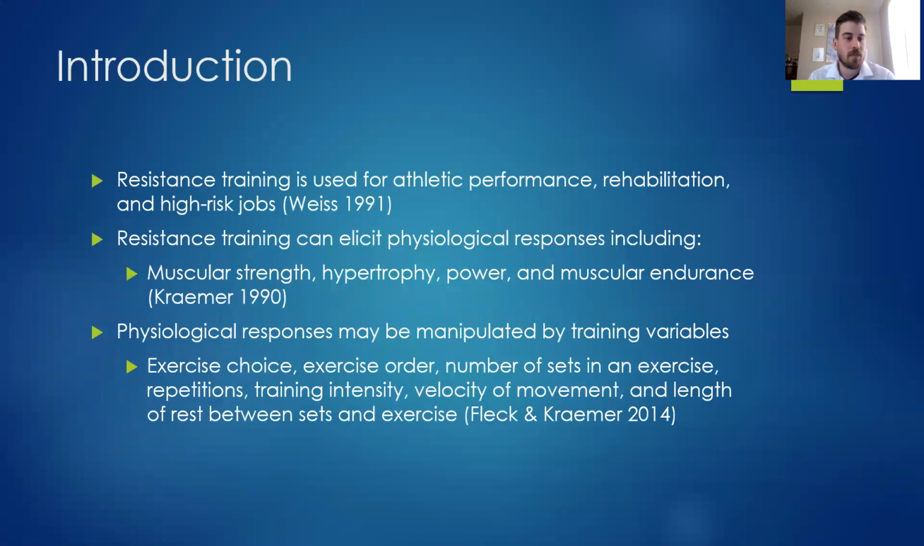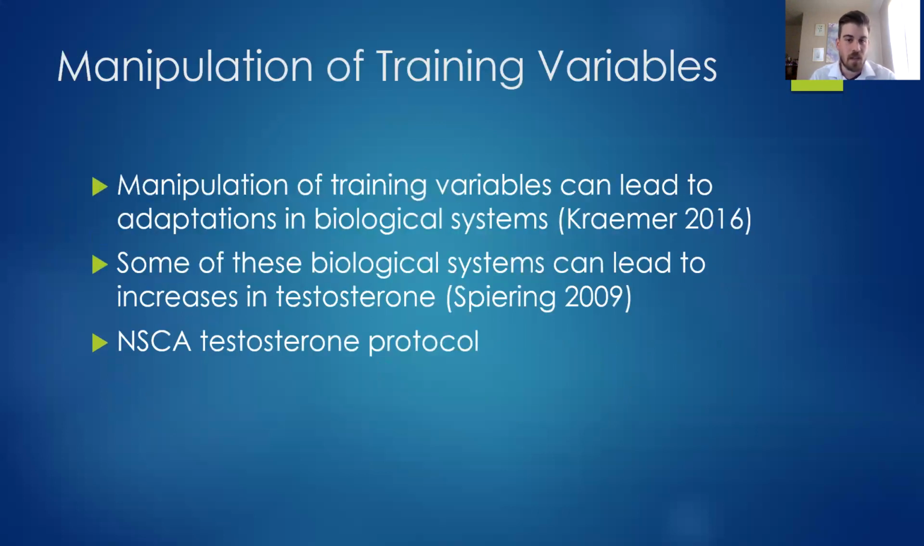So a little introduction. Resistance training is used for athletic performance, rehabilitation, and high-risk jobs. Resistance training can elicit physiological responses, including muscular strength, hypertrophy, power, and muscular endurance. Physiological responses may be manipulated by training variables such as exercise choice, exercise order, number of sets in an exercise, repetitions, training intensity, velocity of movement, and length of rest between exercises. And then the manipulation of these training variables can lead to adaptations in biological systems.